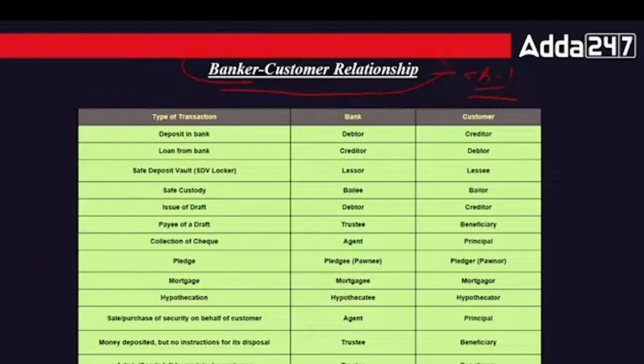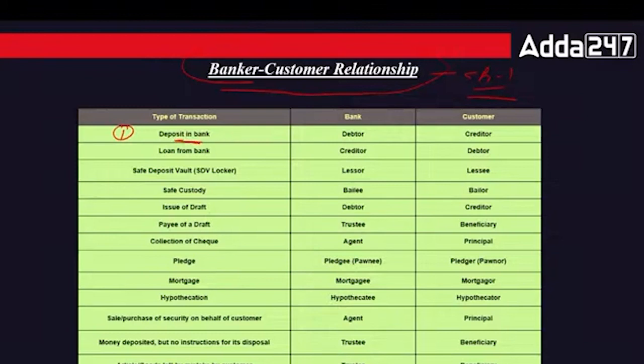See, we have the relationship like, if any customer, suppose, he is going to open any kind of locker, or maybe he is going to avail any kind of loan scheme, or he is going to deposit his rupees into the bank, so some kind of relationship will be made between the bank and the customer. So the first relationship is deposit in the bank.